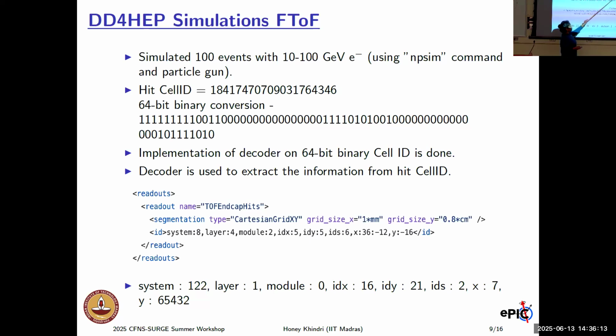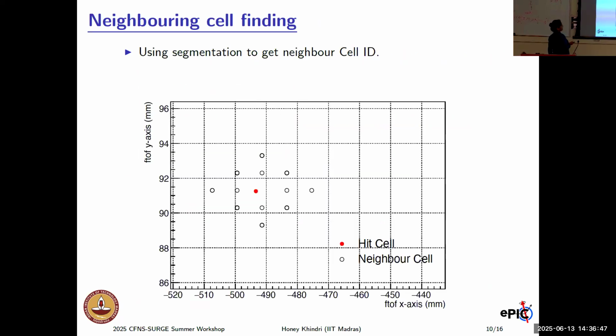And DD4hep has the advantage of a decoder, because Geant4 doesn't have one. In DD4hep you can convert this 64-bit number into the full address of the hit, like which system number is being used. For example, the first 8 digits, when you convert them into decimal, will give you the system number, that is endcap, then layer number, module, XY IDs and sensor numbers, etc. So this will be the full address of the hit that you will get.